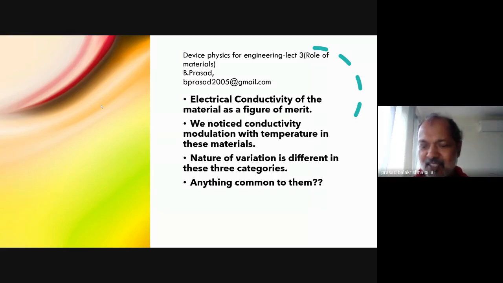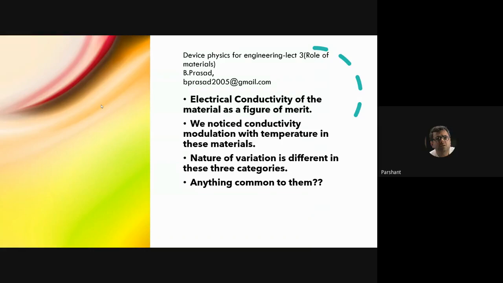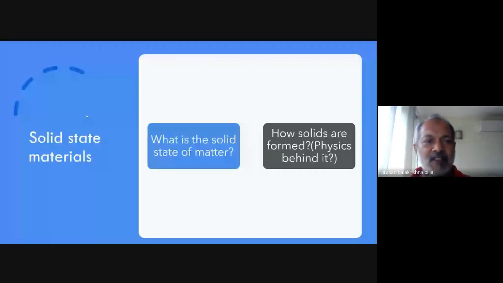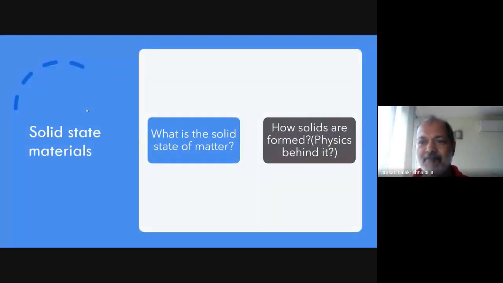You have not observed anything common? So they all are solids. Yeah, this is a very important observation. All of them are solid, so we need to keep it in mind. So that is what we are coming to. They are all solid state materials.